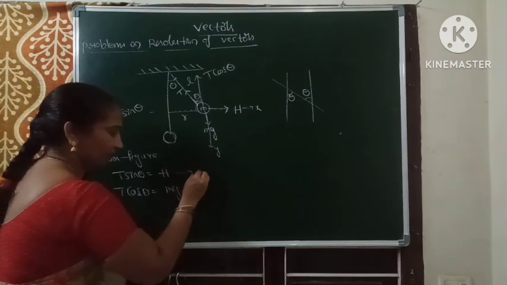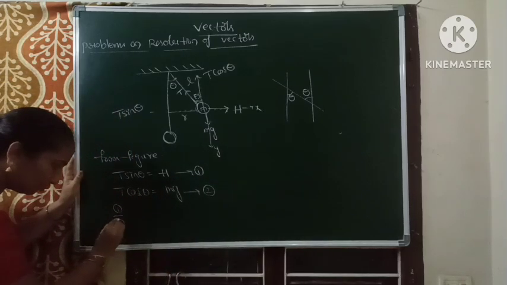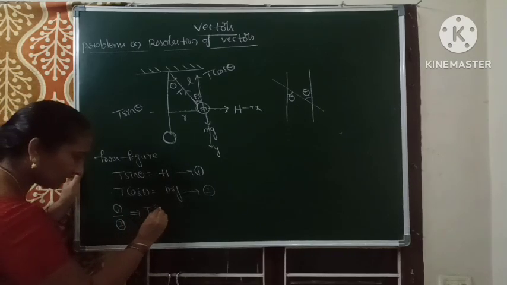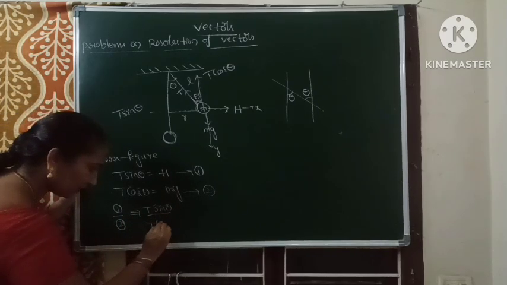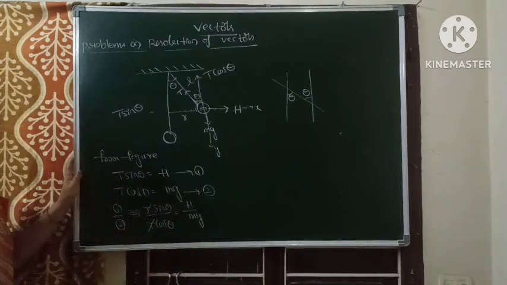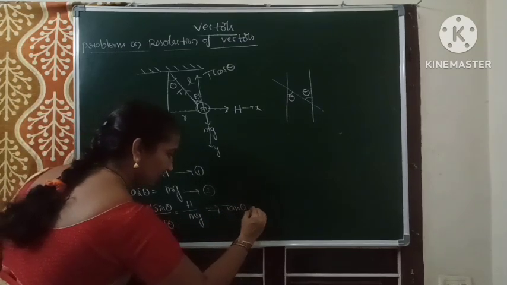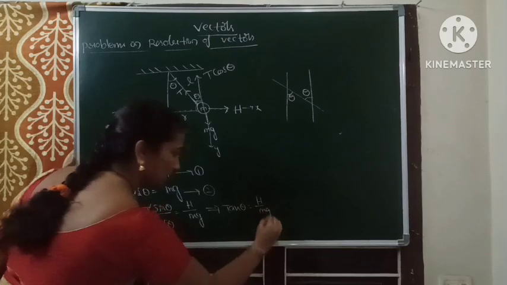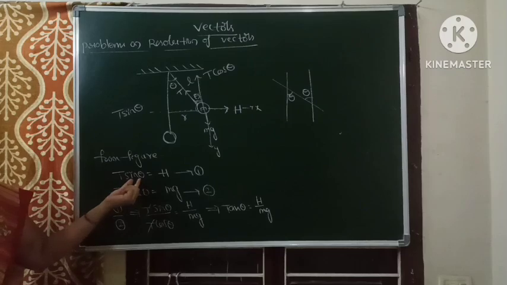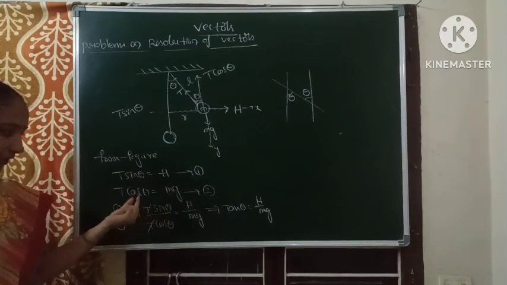So if you simplify this, let us consider equation 1 and equation 2. For example, if you divide the first equation by the second equation, you will get t sin theta by t cos theta, which is equal to H, the horizontal force, by mg. T will get cancelled. That means sin theta by cos theta is nothing but tan theta. Tan theta is equal to H by mg is the formula. Clear?